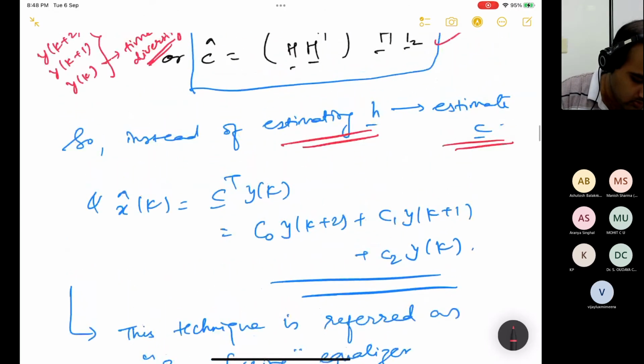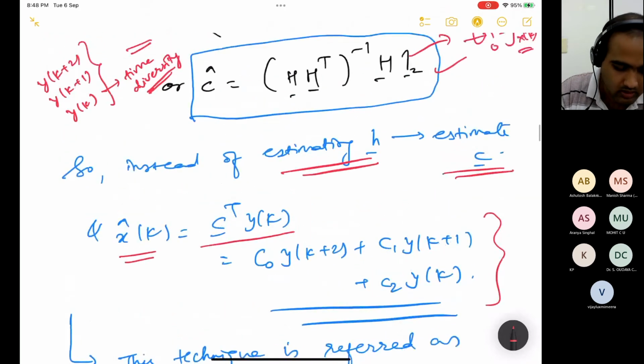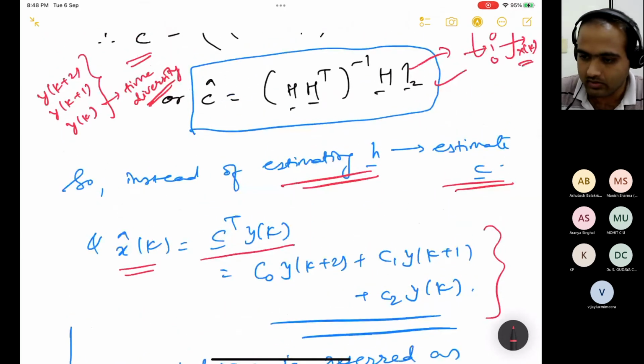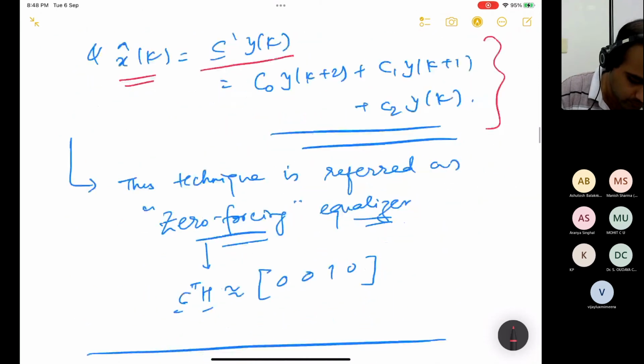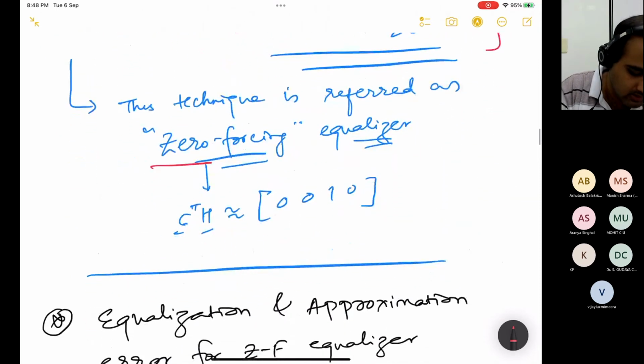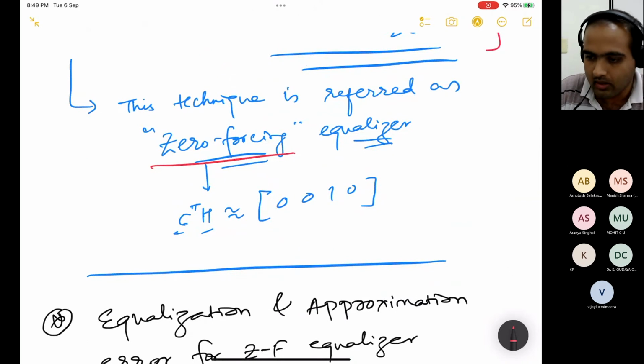All right. So what is my x hat which we wanted? It is C transpose yk. So this is straightforward now. My main aim in equalization is to find out my C vector instead of the H vector. Once we find the C vector, we just multiply the C vector with the Y vector and that's it. And as I said earlier, this technique is called zero forcing because we are forcing the weights of the signals which are not required for us to be 0, right?